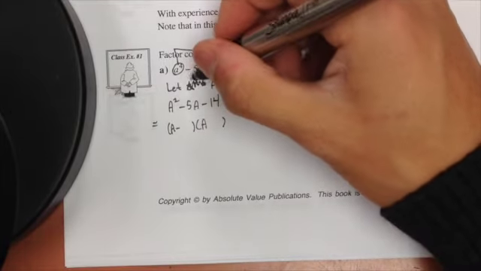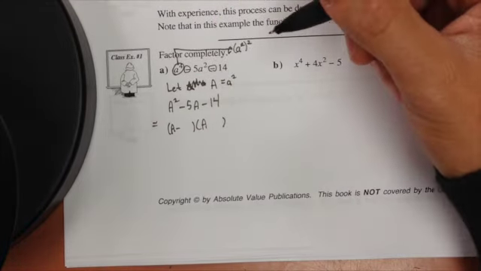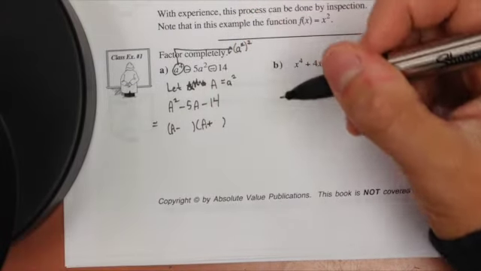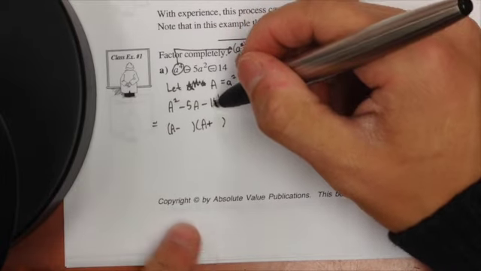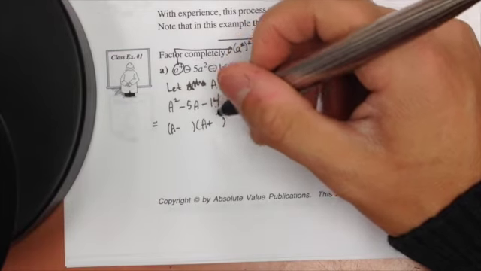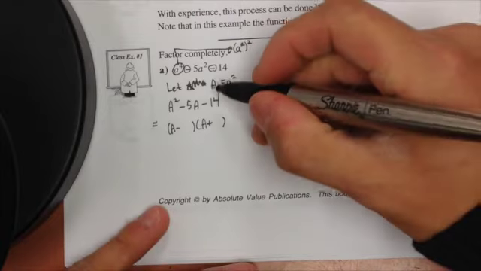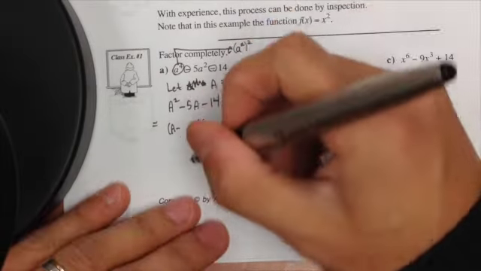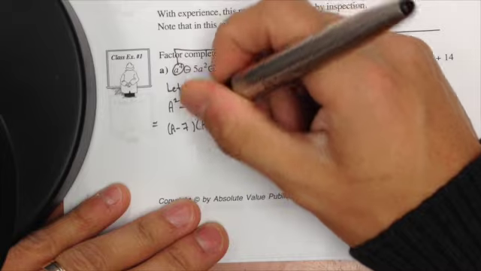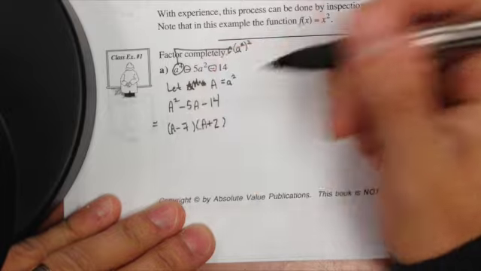Now, if I look at my operations, they're all negatives, which means I'm going to have a negative and a positive. Since 14 times 1 is not going to add to give me negative 5, but negative 7 and positive 2 will multiply to give me negative 14 and add to give me negative 5. Because negative 7 plus 2 is negative 5, and negative 7 times positive 2 is negative 14. So those are our factors.